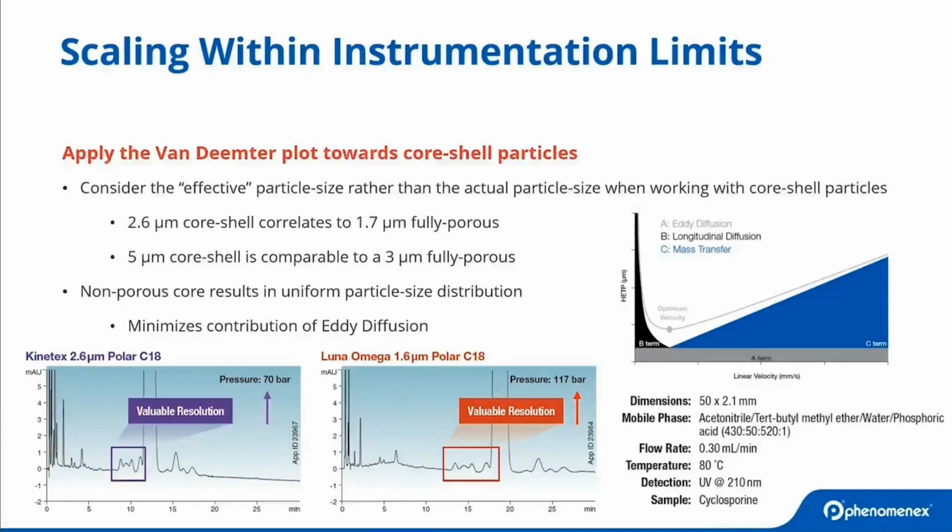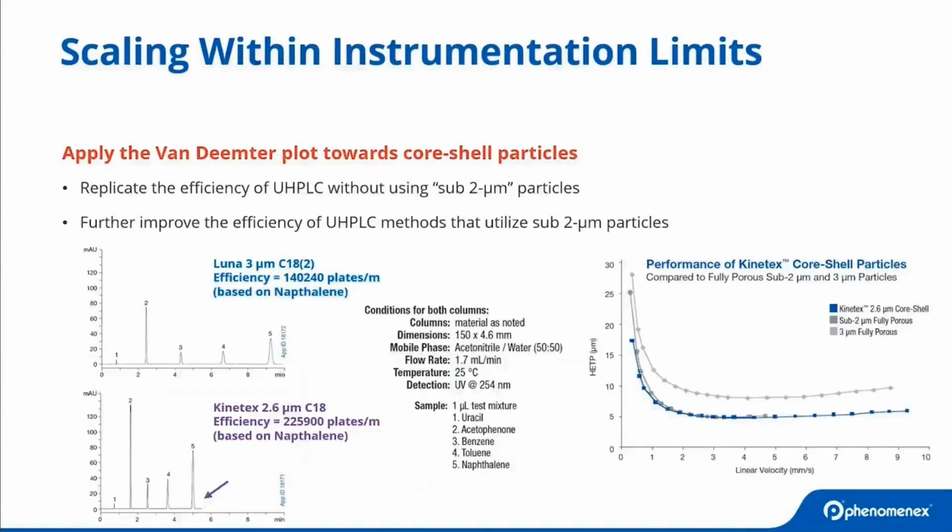And then as for returning to what we had discussed earlier with respect to the Van Deemter plot, just be mindful that when we speak about core shell particles, it's more of a representative particle size as it pertains to the Van Deemter plot. So once again, 5-micron core shell particles are comparable to 3-micron fully porous particles. Likewise, 2.6-micron core shell particles are comparable to 1.7-micron fully porous particles.